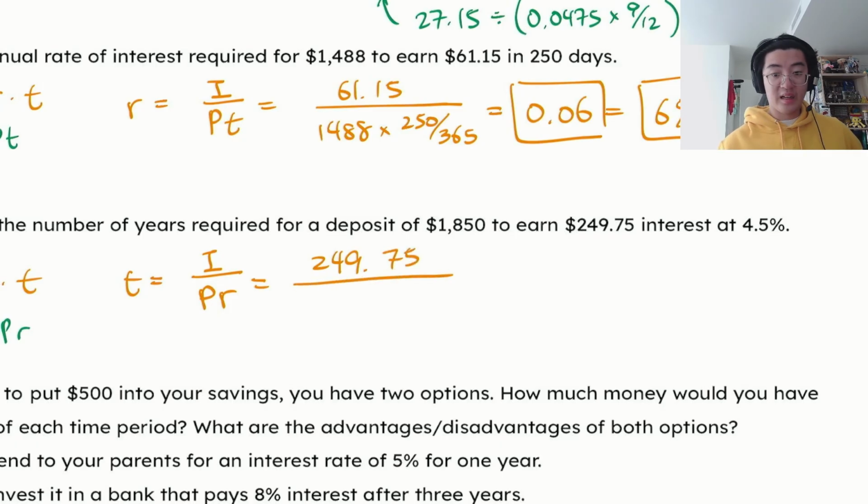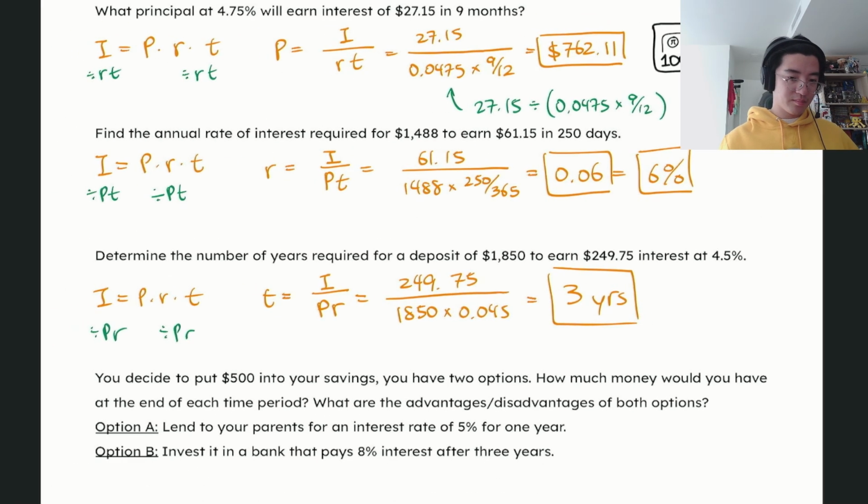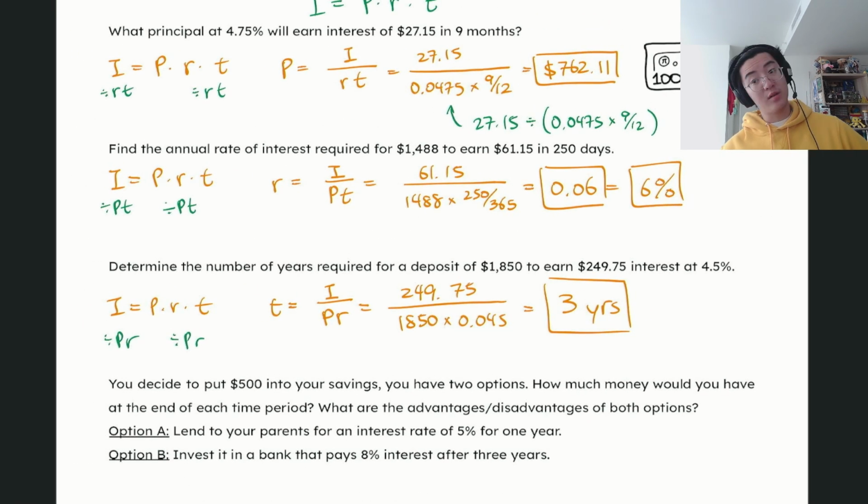49 here. Right, so the principal is 1,850 times the interest rate of 0.045. Right, and that gets us to exactly 3, or with our unit, 3 years. Right, remember, it's always in years. Right, if you get a decimal, say 0.7, then that's 0.7 of a year.